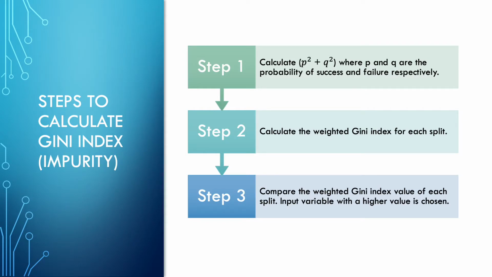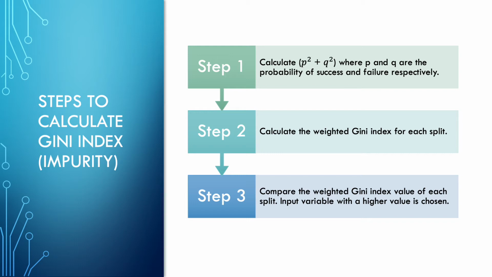Now, there are 3 steps to calculate the Gini index impurity. The first step is that we're going to calculate p squared plus q squared, where p and q are the probability of success and failure respectively. Step 2, we're going to calculate the weighted Gini index for each split. And step 3, we will compare the weighted Gini index value of each split. Then we will choose the variable with the higher value.